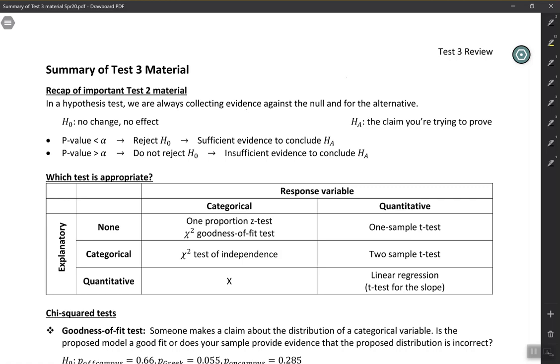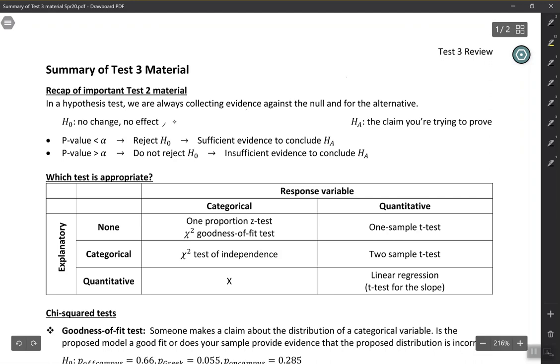All right, let's do a quick summary of the Test 3 material, and we'll start with a recap of what's important from Test 2. So basically everything that we did on Test 2 about p-values and confidence intervals, that's still relevant here. So remember, with a hypothesis test, we're always collecting evidence against the null and for the alternative. So on Test 2, we talked about the null as being like no change or no effect.